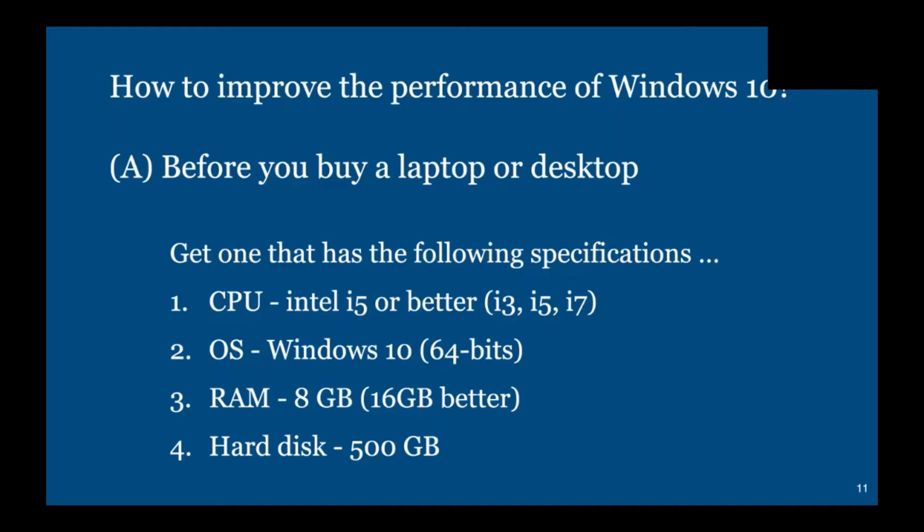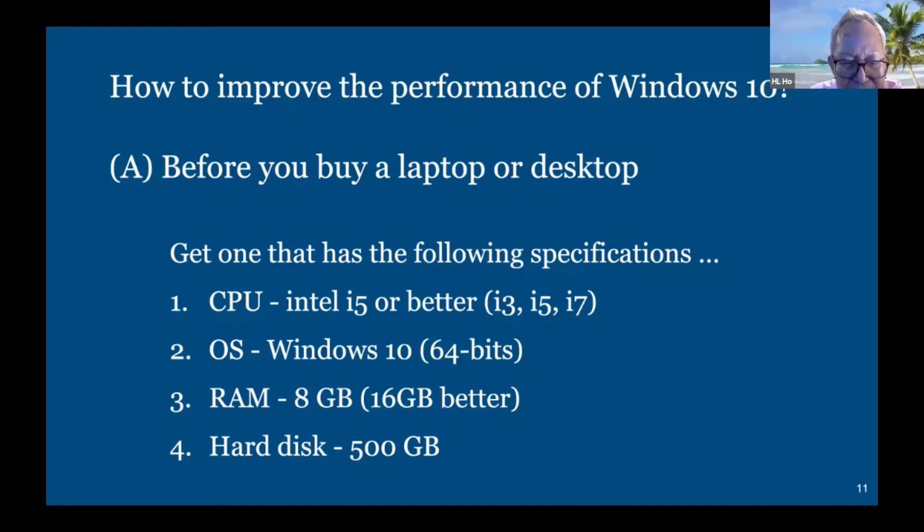OS Windows 10, that is the latest in the Microsoft series of programs. RAM, random access memory, the starting point is always 8G. When you buy a new laptop, they always give you 8G. But if you can bargain for 16, add another 8, it will be better. Hard disk, normally they give you 500, but some of them give you double of 500.